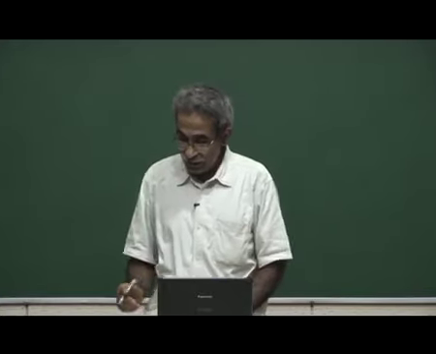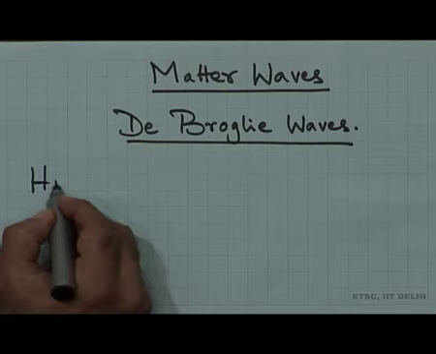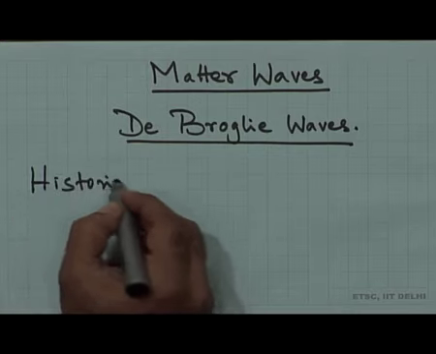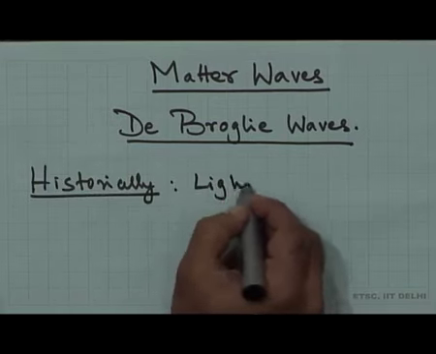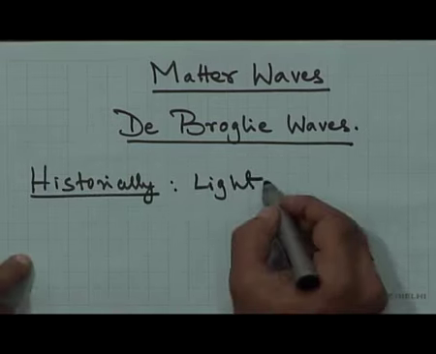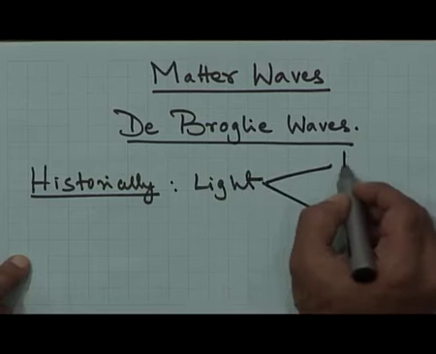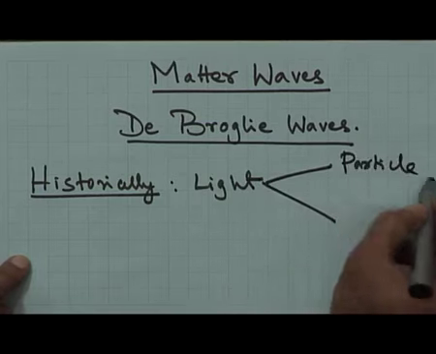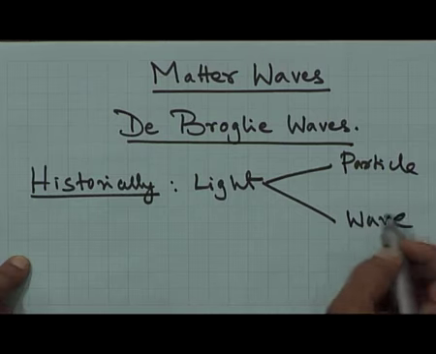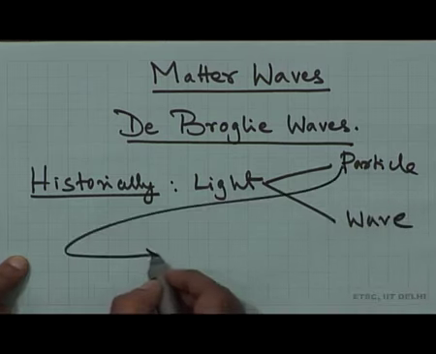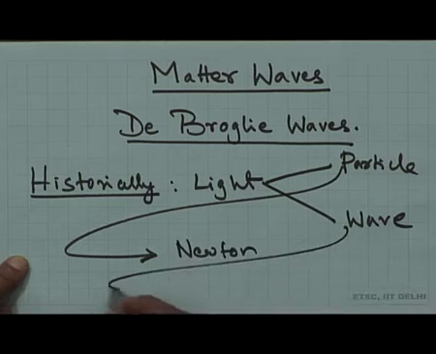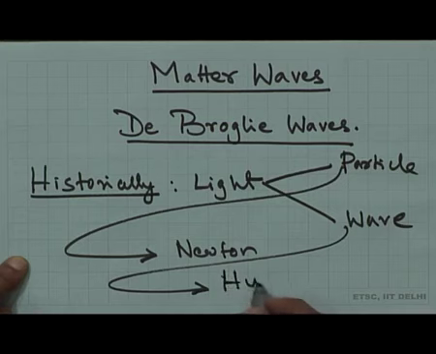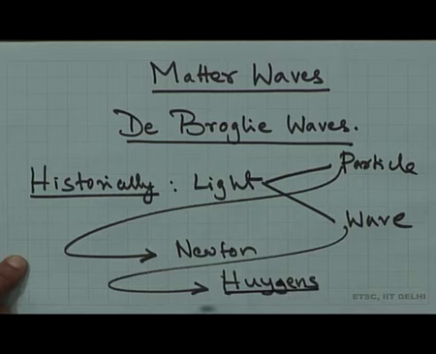So what happened was that historically, so let us look at history. Historically, light had two possible explanations: particle, wave. The first one was advocated by none other than Newton, and the second one was advocated by Huygens. All of you have heard of Huygens principle.